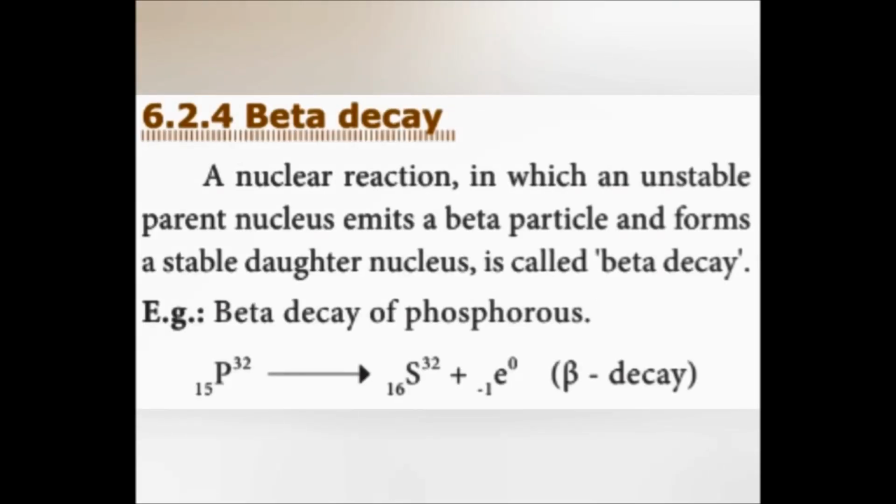What is beta decay? A nuclear reaction in which an unstable parent nucleus emits a beta particle and forms a stable daughter nucleus is called beta decay. Here, phosphorus-32, after disintegration, forms sulfur-32 with the emission of a beta particle. So, it is called beta decay.